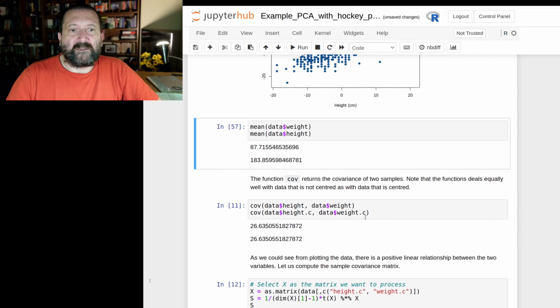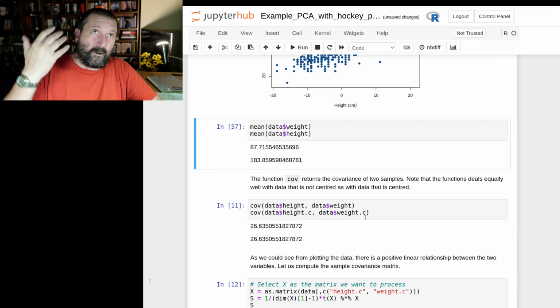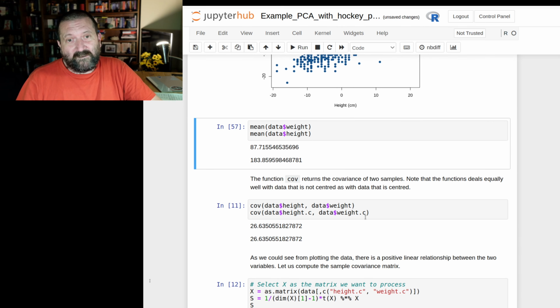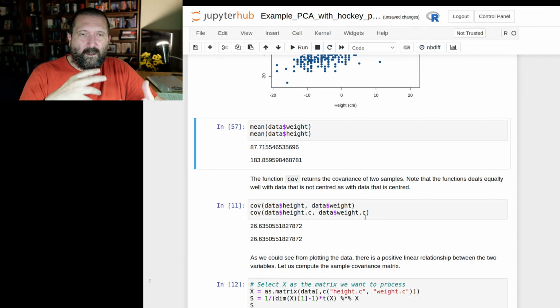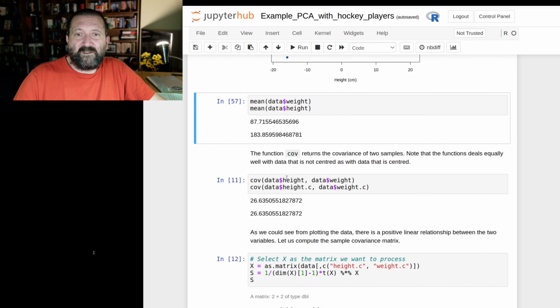Now, I can use the function covariance. Remember, you have to go back a couple of lectures, but the covariance studies how data in a sample varies with respect to other data points. So I can use the function covariance in R to compute the covariance of two samples. And here we have height and weight. So we can look at this.